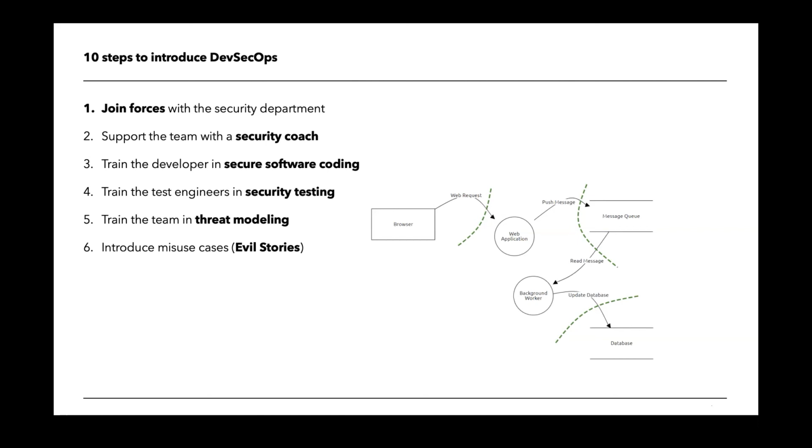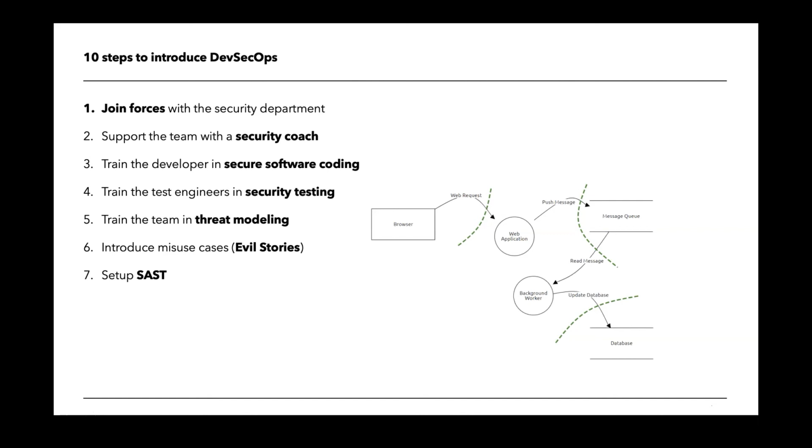Number 6, introduce misuse cases or evil stories. Address the topic of security in dedicated stories. Put evil stories in your backlog. This way security remains part of the implementation.